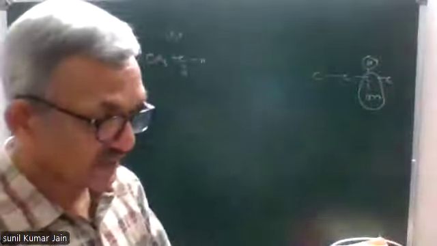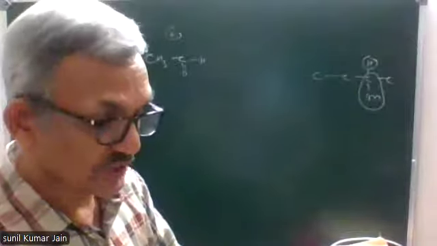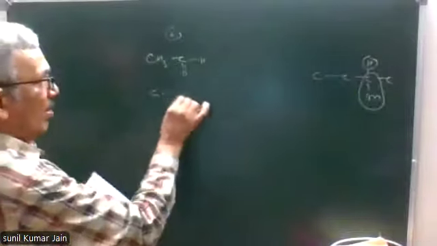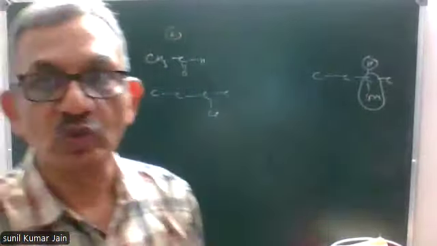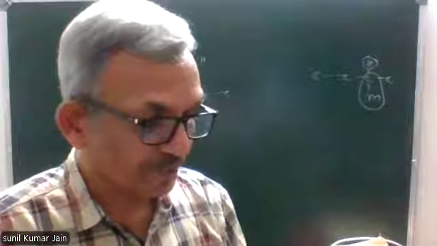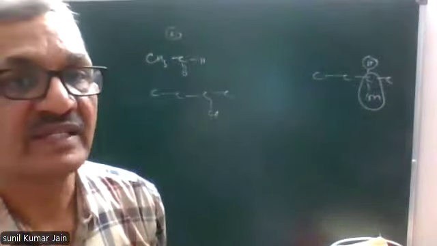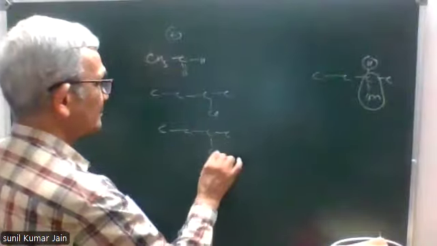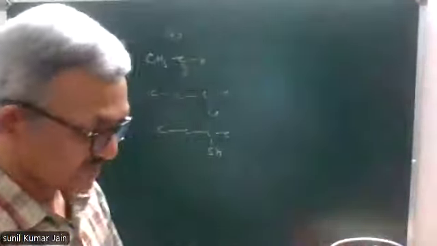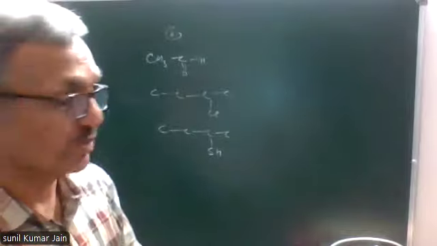Now this secondary butyl alcohol is reacted with SOCl2. SOCl2 gives 2-chlorobutane, and 2-chlorobutane with NaSH, this is an NSR, nucleophilic substitution reaction, gives a thioalcohol, SH.